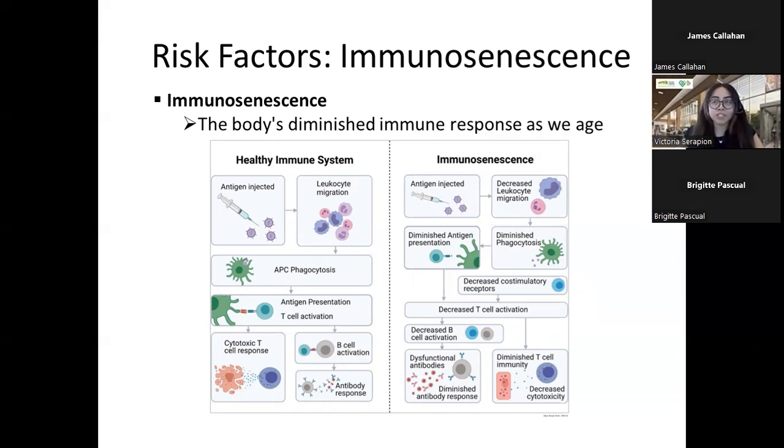This is an image of the effect of immunosenescence on the immune response to vaccines. You can see that someone with a healthy immune system will have adequate antibody response, but someone who has immunosenescence has decreased T cell activation and dysfunctional antibodies, so they have a diminished antibody response.